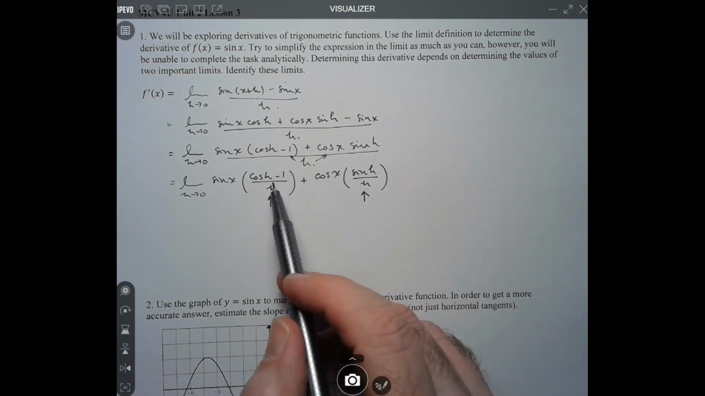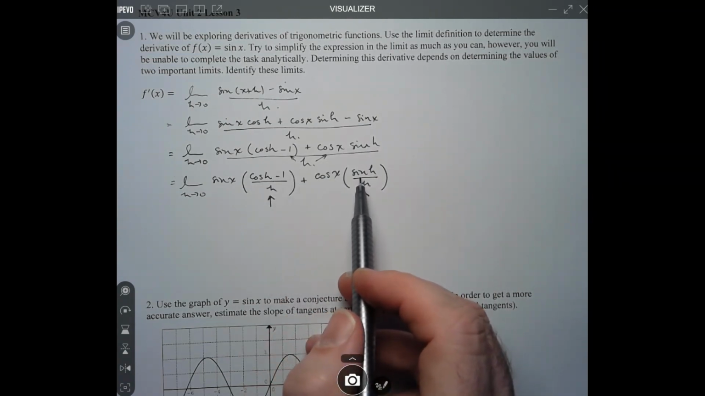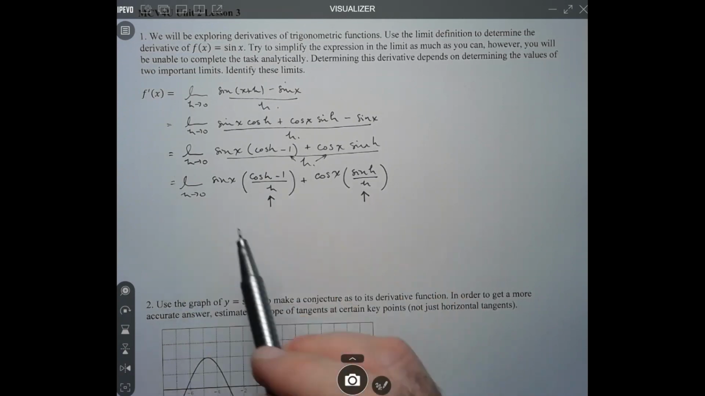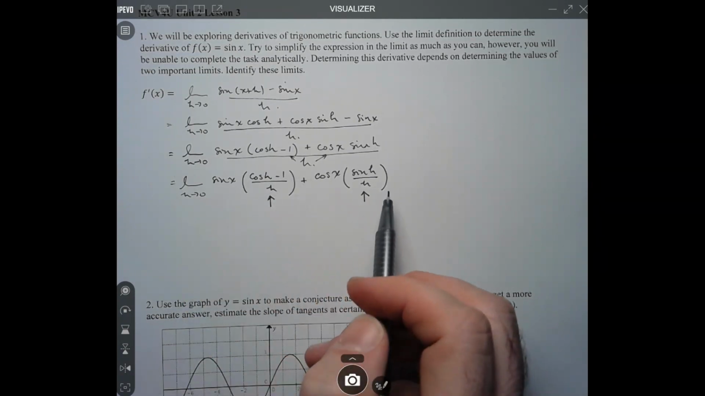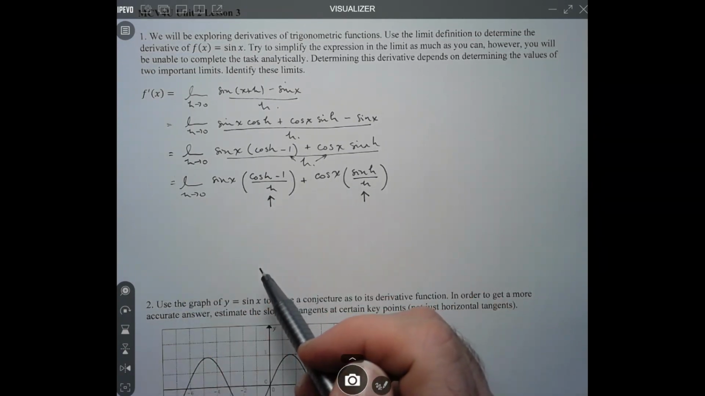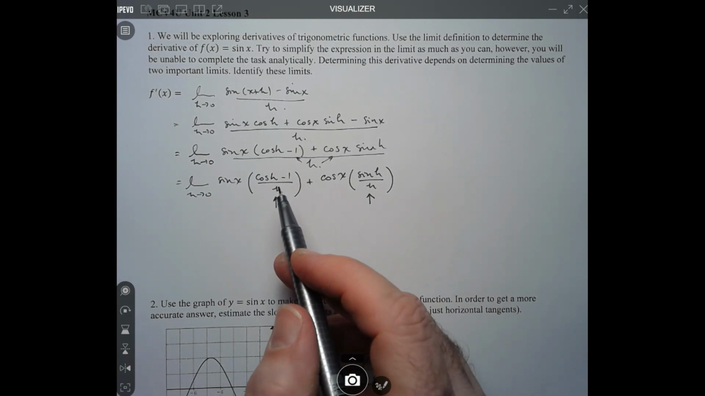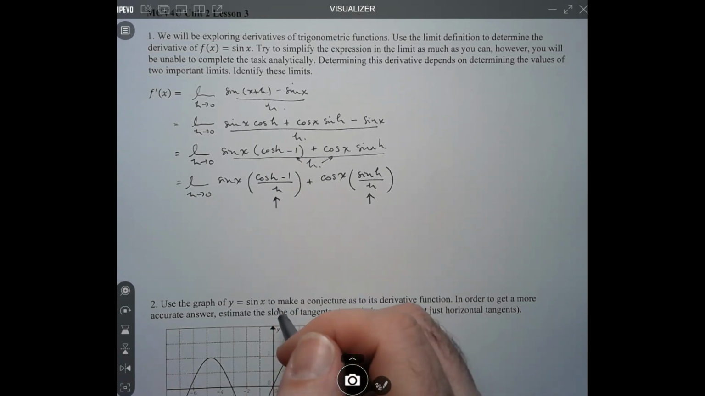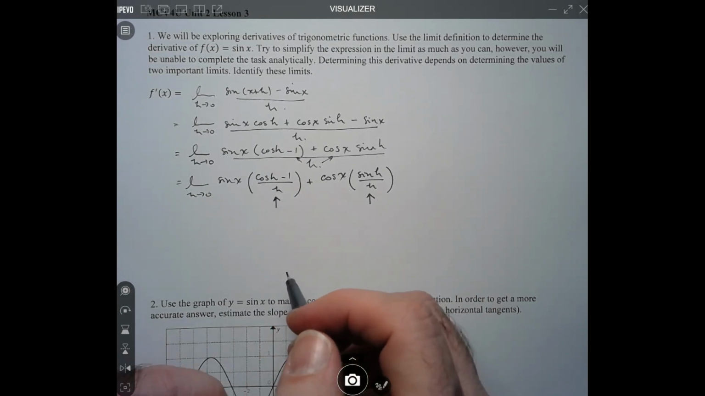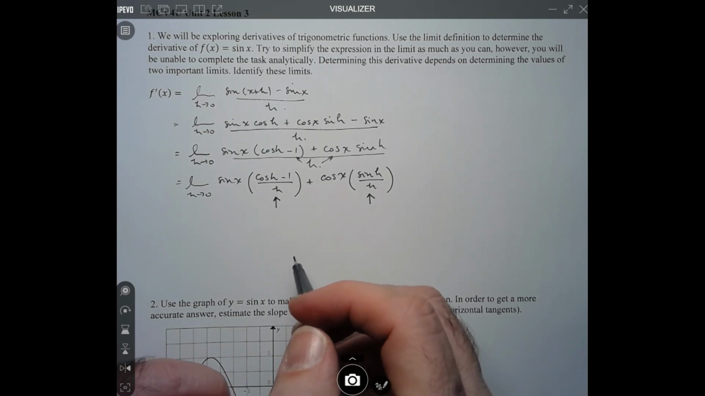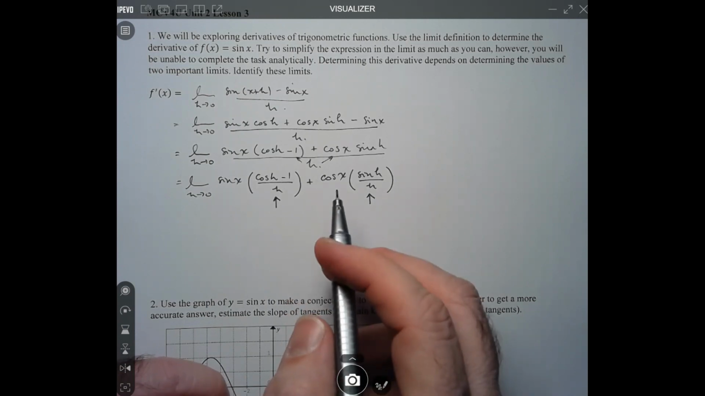So if I can figure out what these two limits are, and that they indeed exist as h approaches 0, then I will be able to determine the derivative of sine x. Okay? Unfortunately, this is not quite an easy task. So what I'm going to do now is ask you to consider a graphical approach to determining the derivative of sine x.